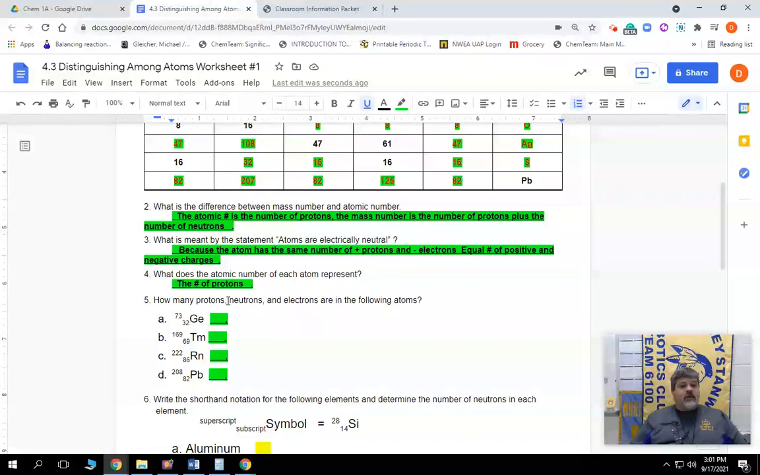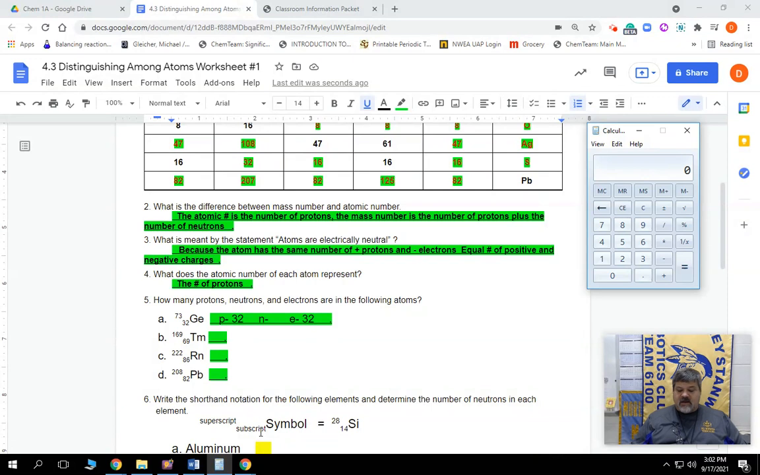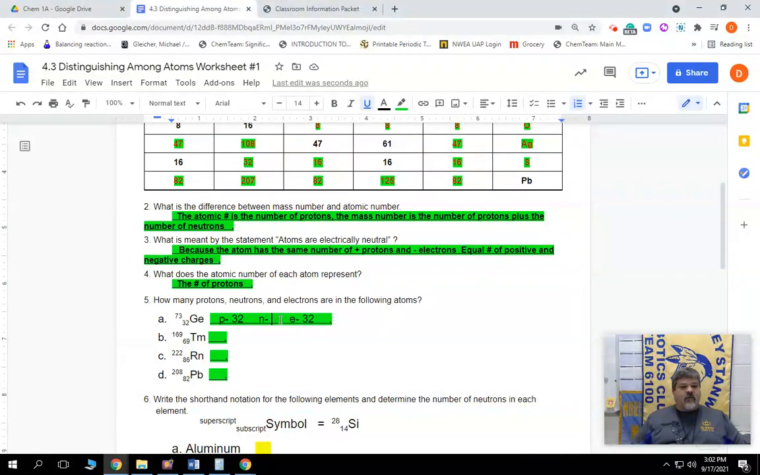Number 5, we have how many protons, neutrons, and electrons are in the following that we have. So we're going to put down P for protons, N for neutrons, and E for electrons. So we know that when we see the number here, the bottom number is the atomic number, the larger number is the mass number. So we're going to go ahead and put our 32 here, which we know that we're going to have 32 over here. And now we're going to take our 73 and subtract 32 from it because that's our mass number. So let's go ahead and take 73 minus 32, hit equals, and that's going to be 41. So we're going to put a 41 right here. We'll do the same thing with the rest of them.